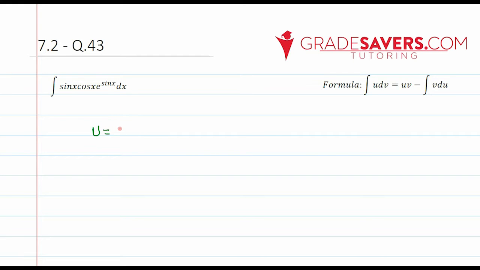We will let u equal sine x, which means that our dx is simply equal to du over the derivative of what we chose for our u, which is cos x. And now we can begin our substitution.